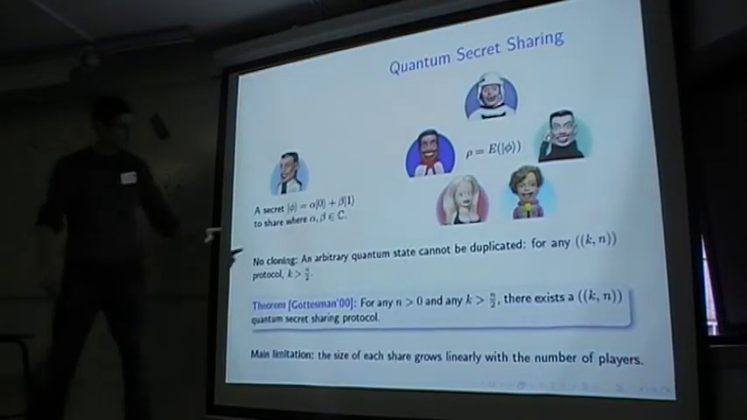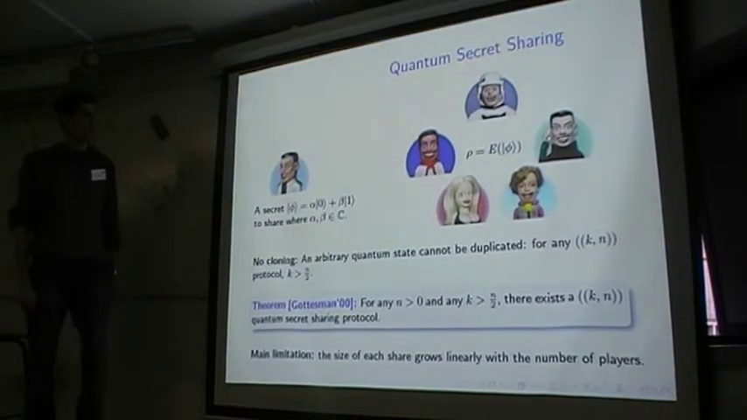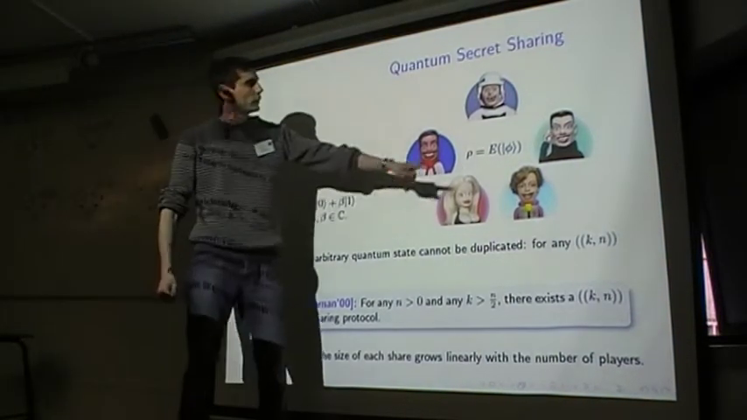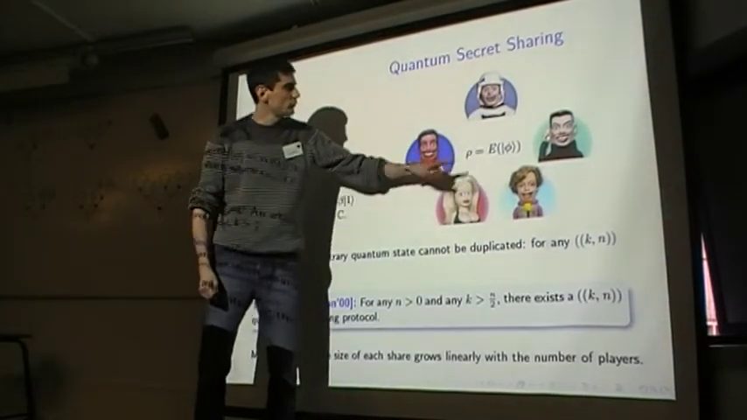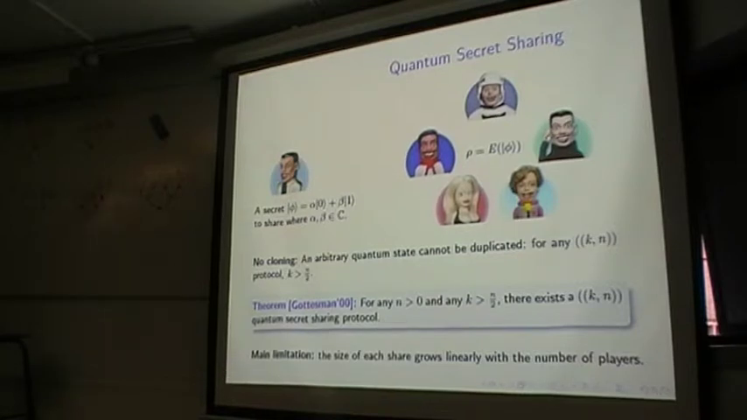Now we have a quantum secret, the state of a qubit, and we want to share this quantum state. So we encode this state into a larger state, possibly a density matrix, a mixed state. Again, we want to have a threshold such that if we have k or more players, they can recover the secret. It means that they can reconstruct the state ket phi. If there are fewer than k players, they have no information about the secret.